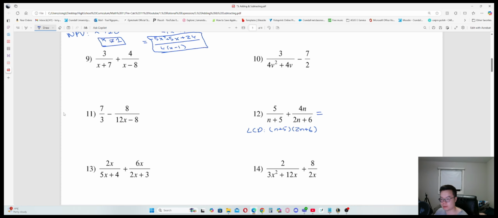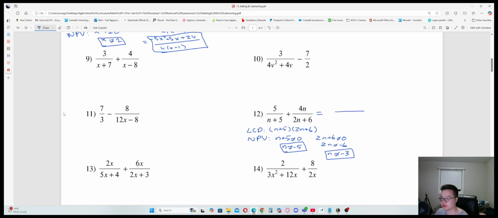Then I need to find my NPV as well, since I have lowest common denominator, so it's pretty much easy to find them. So I have n plus 5 not equal to 0, and 2n plus 6 not equal to 0. So my first NPVs will be n not equal to negative 5, and the second one is going to be 2n not equal to negative 6, and then we'll have n not equal to negative 3. So these two values are my two NPVs.